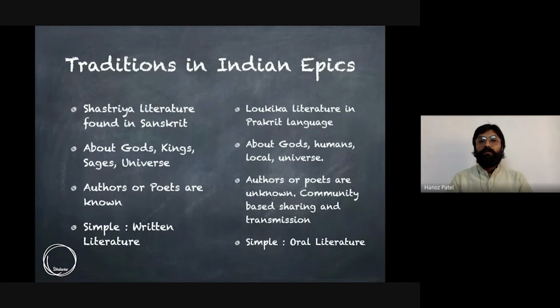There are two different forms of epics that are available to us in the country. The first is the Shastri literature, which is found specifically in the Sanskrit language, which talks to us about different types of gods, kings, sages, universe, and cosmos, and different subjects. Shastri literature के जो authors and poets हैं, they are known to us and we find them in written format, like Valmiki की Ramayana. We know कि उनके author कौन हैं. It is available to us in a written format. While the other is the Lokika literature, which is available to us in the Prakrit language. Now Sanskrit was the language of the elite, while the commoners की language जो थी वो Prakrit थी.